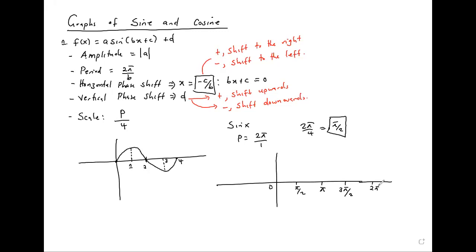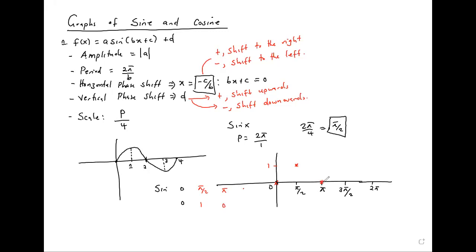You can use even the table now, where you say, okay, what is sine 0? Sine 0 is 0, so you have a point there. What is sine pi over 2? Sine pi over 2 is 1. So we have another point there. What is sine pi? Sine pi is 0. So we have another point there.